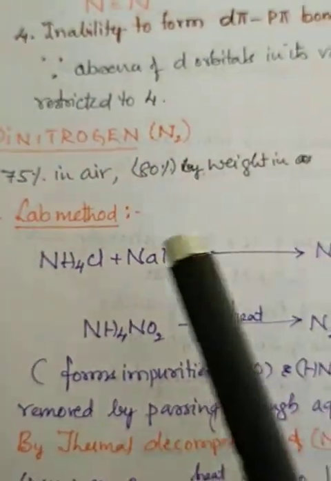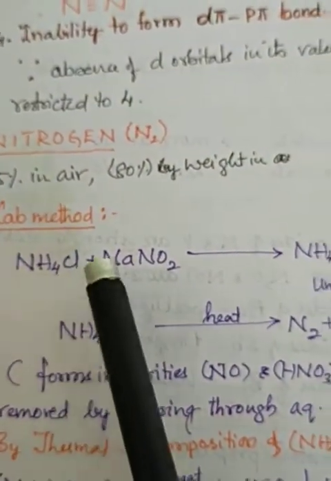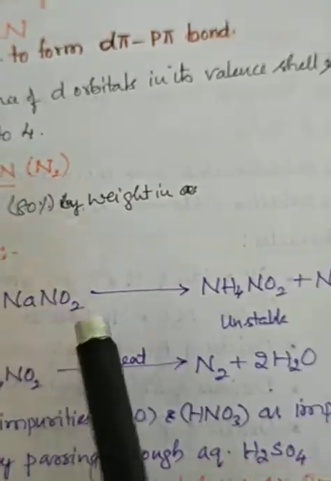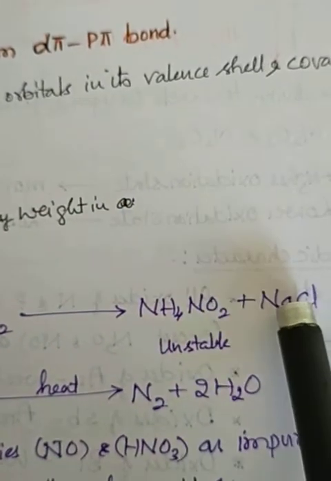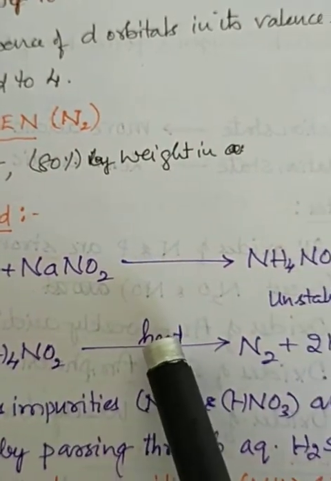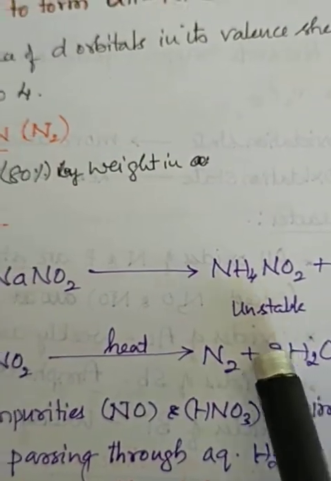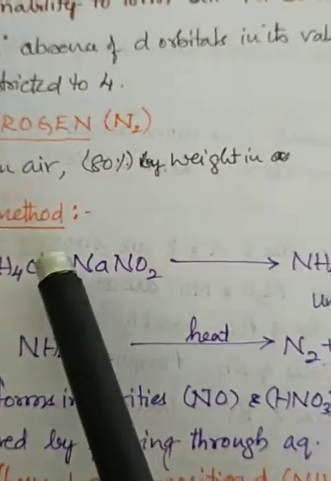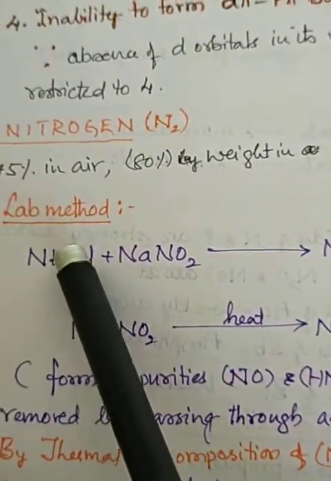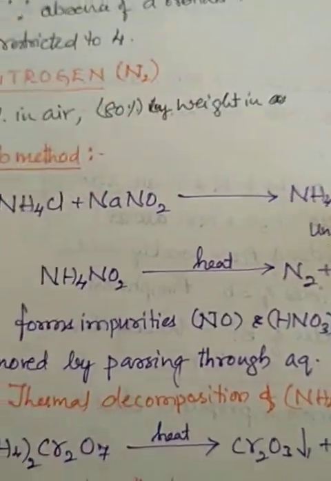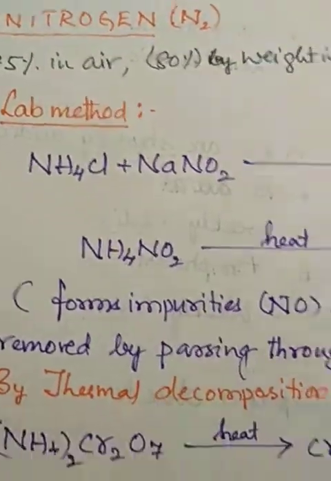Here is one reaction. By mixing ammonium chloride and sodium nitrate, we obtain ammonium nitrate and sodium chloride. The ammonium nitrate is unstable, and when it is heated, it forms nitrogen and water. So we got our compound, dinitrogen. This is one method, the lab method.